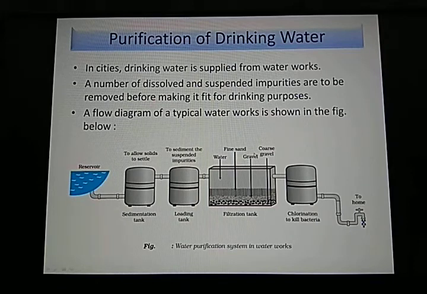So first of all, as you can see, the water is collected from the reservoir. The reservoir can be rivers, the sea, the ocean, whatever water bodies, or the lakes, or even the glaciers. It can be anything. So from a water body, which is a reservoir, we collect the water, and then this water is first of all sent to the sedimentation tank.